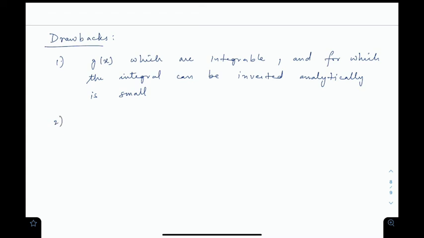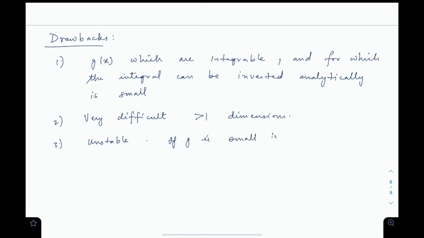Importance sampling is very difficult once you have more than one dimension. It can be unstable. So if small g becomes small in a region, then that would prompt y by g to become very large. And as a consequence of that, the variance also becomes very large. So it's dangerous to use a function g which is 0 in some region or which approaches 0 rapidly.